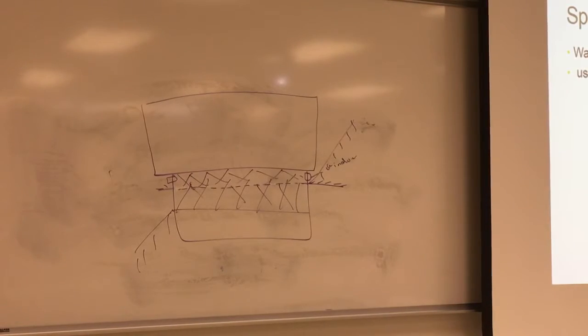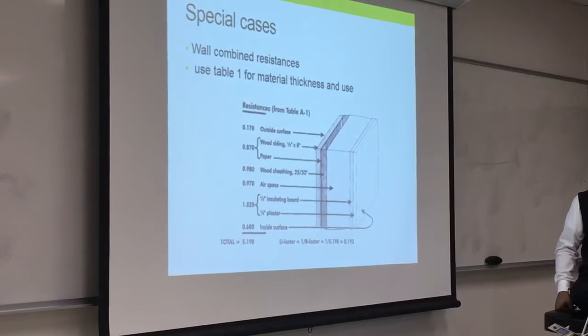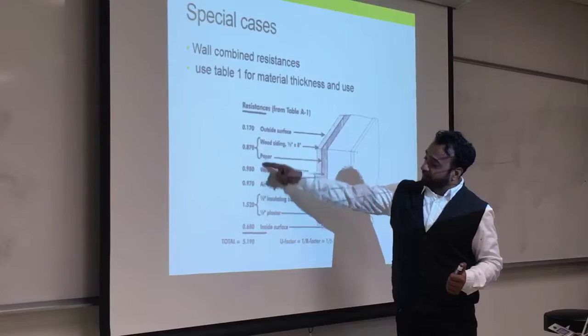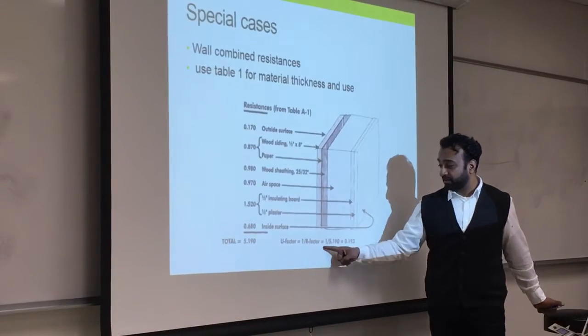Special cases. What is special cases? You have a wall, you added stuff to it, you're gonna find the R value. We did that week 2. When we get the R value, then find the U factor. So probably gonna find all the R values here. You add it together, then you get the U factor is 1 over R.